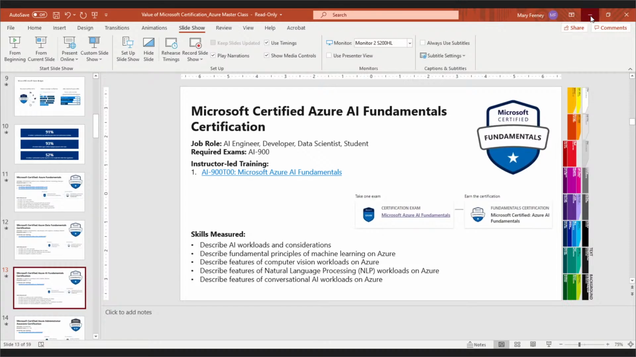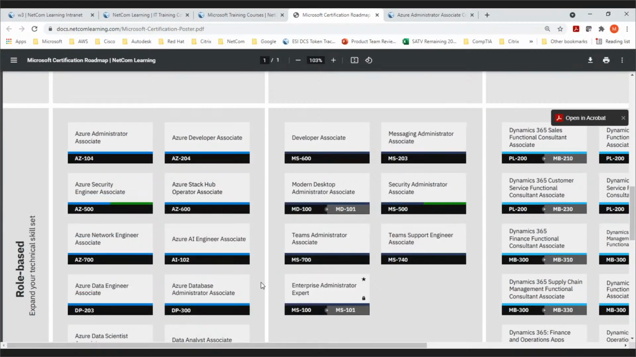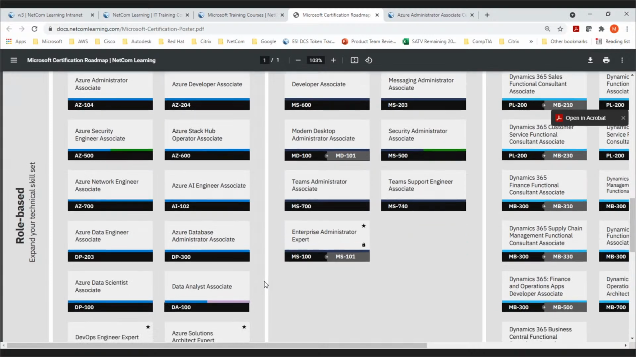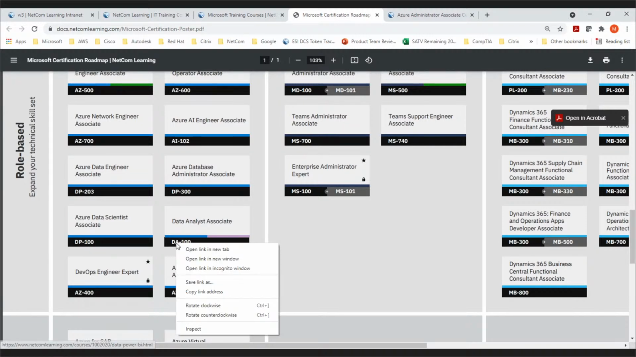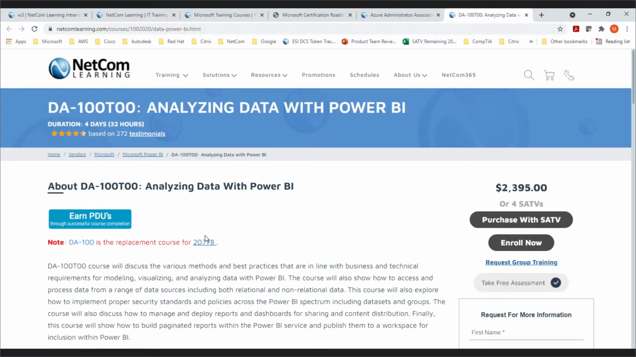One of the most popular classes that we see is Power BI. So there is a class for that. If you're an analyst, then DA-100 is one popular class that we find customers are gravitating to, because this is actually the new role-based class, if you're familiar with the old course 20778. So there are a lot of promotions that you can get into.